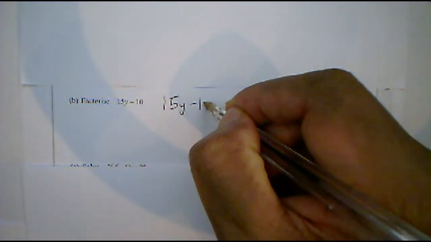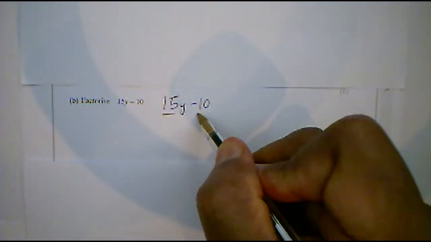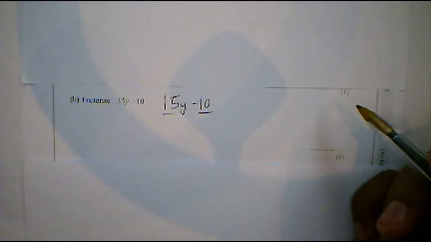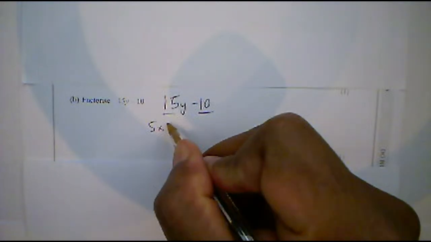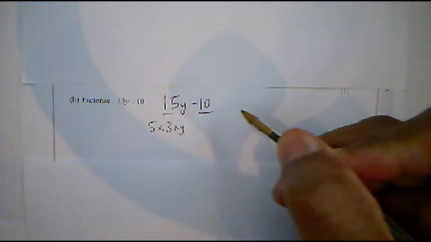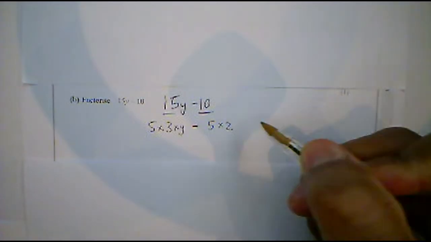So this is the question, 15y take away 10. And so we look at the number terms. What number goes into 15 and 10? I can think of 1 goes in, 2 doesn't, 3 doesn't, 4 doesn't, but 5 does. So 5 times 3 gives me 15 times the y. And then you've got 5 times 2. So that's what I have.